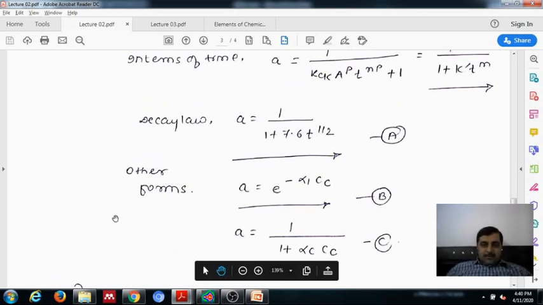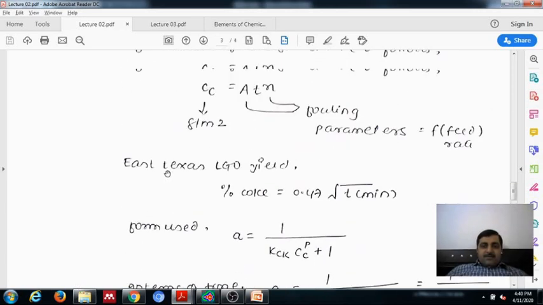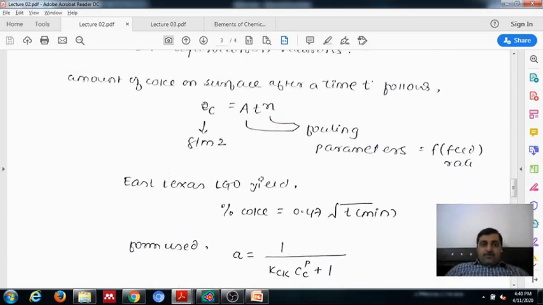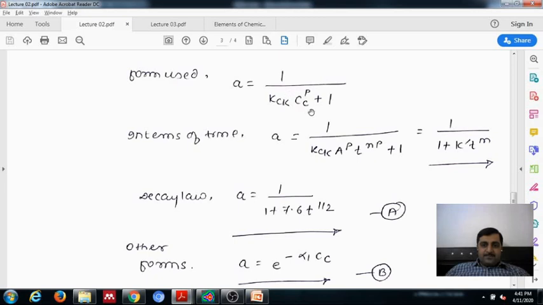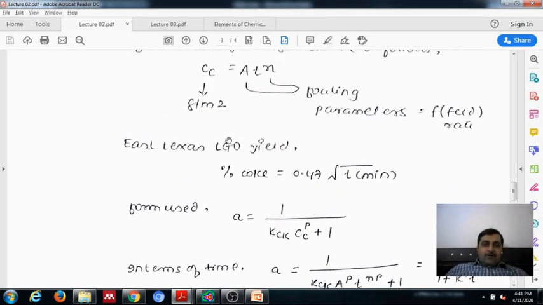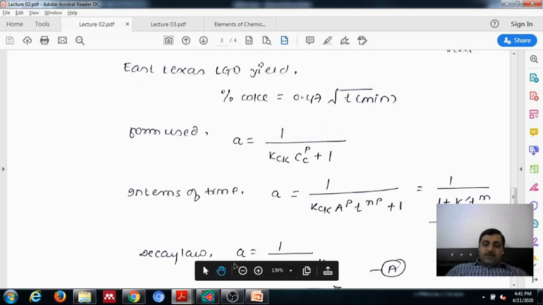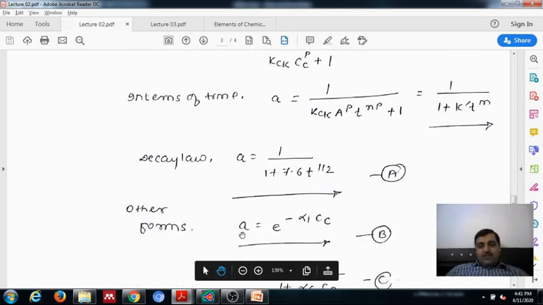What did we learn in coking is that the amount of coke formation is directly dependent on time, and activity of a catalyst is dependent on the following parameters, and one of the dominant parameters is the amount of coke. So overall, if you know the coke formation and the following parameters, you will be able to find out the loss in activity of a catalyst due to coking.